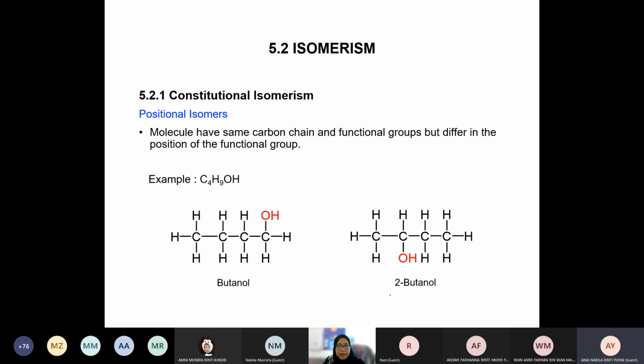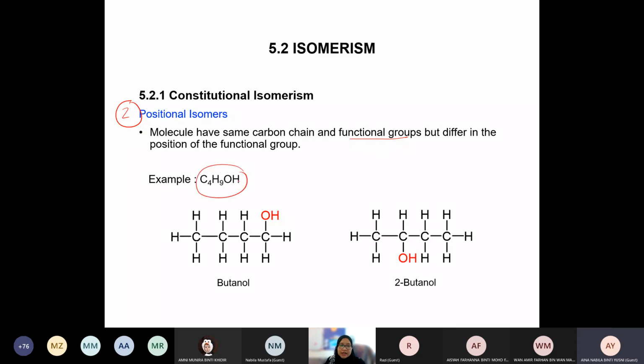Okay. All right. Next, we have positional isomers. Okay. Molecules have the same carbon chain and functional group, but differ in the position of the functional group. This is in terms of positional isomer. They have the same functional group, but they differ in terms of the position of the functional group.